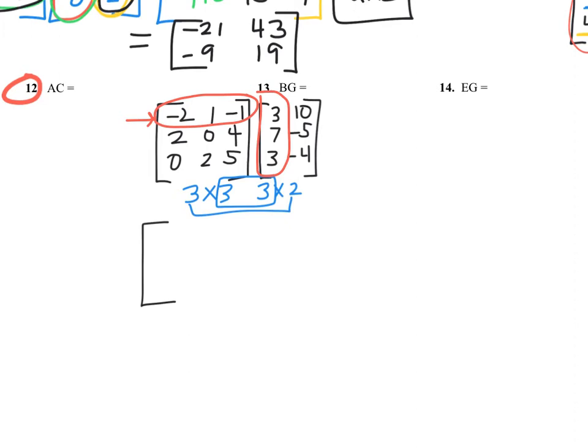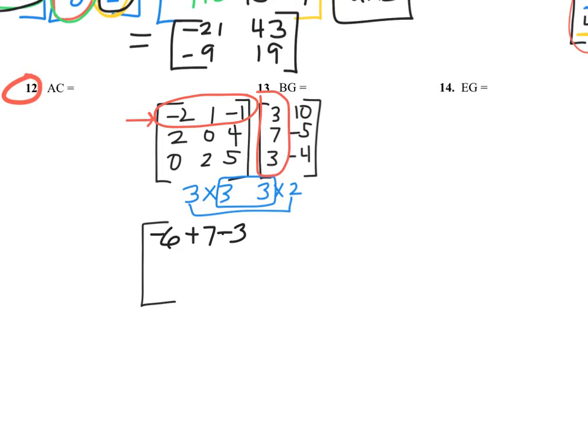So we're going to go -2 times 3 is -6. 1 times 7 is 7. And -1 times 3 is -3. Plus -3, or -3. Okay? That's our first one.